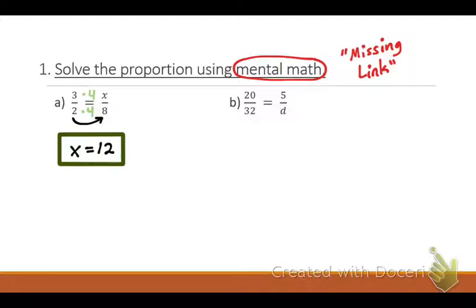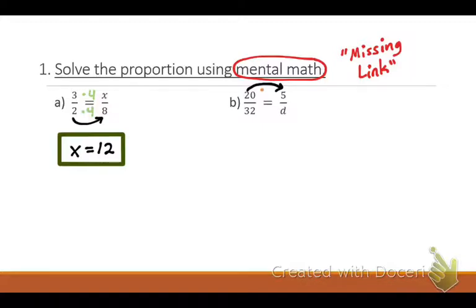Do I know both the numerator and denominator in the first one or in the second one? The first one. I can see it's a 20 over a 32. The variable is in the second fraction. Now, do I know both the numerators or both the denominators? Both the numerators. So help me to understand, how do I get from a 20 to a 5? Should I multiply or divide? Divide, because I'm going from something bigger to something smaller. 20 divided by what number equals 5? 4. So guess what my missing link is?